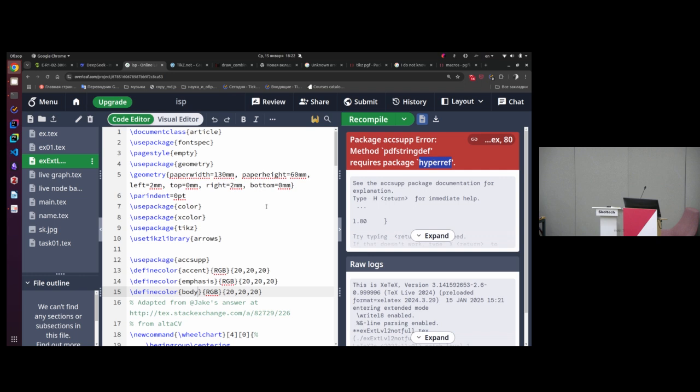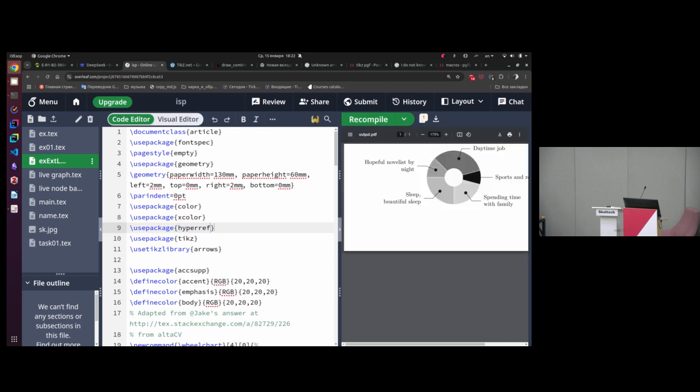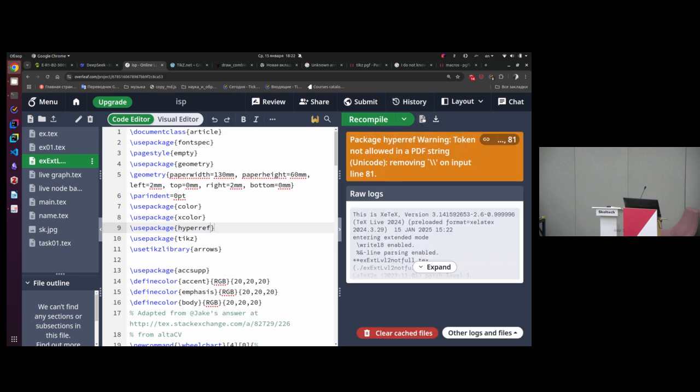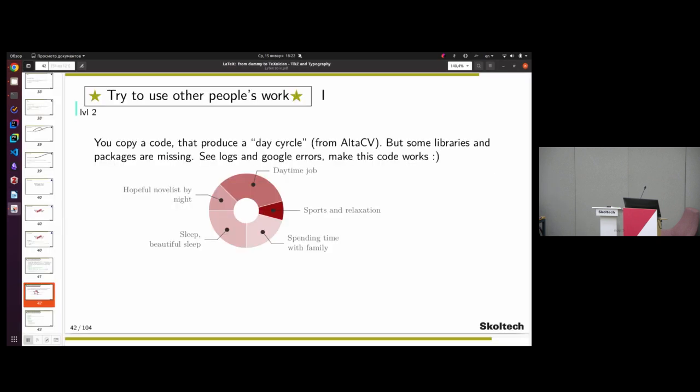It's pretty straightforward. Let's just add it. Package hyperref. And yeah, it's compiled, with no errors, just one warning. We will ignore the warning because it's just a warning. So obviously, when you try to compile this document, you will have some errors, and in some cases they are pretty hard to understand. But in most cases, you just need to Google it or ask ChatGPT, and it will tell you what to do. So don't be afraid of errors.